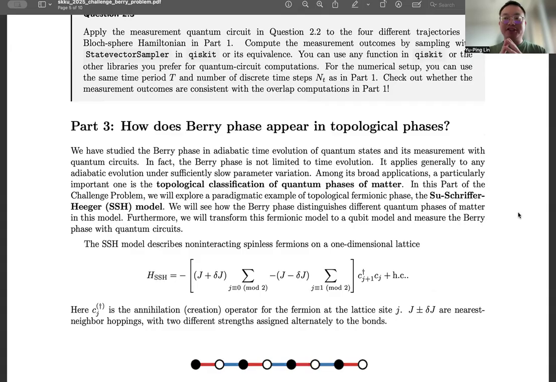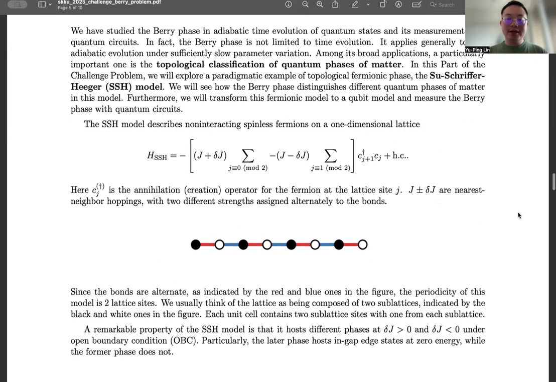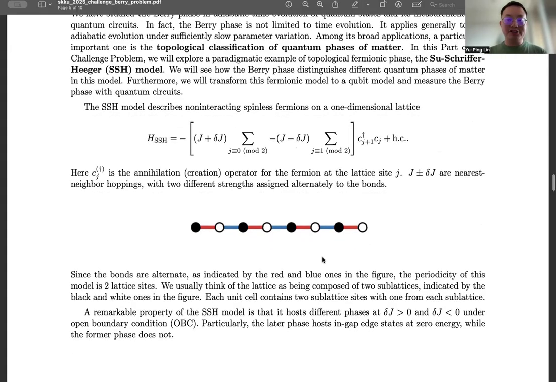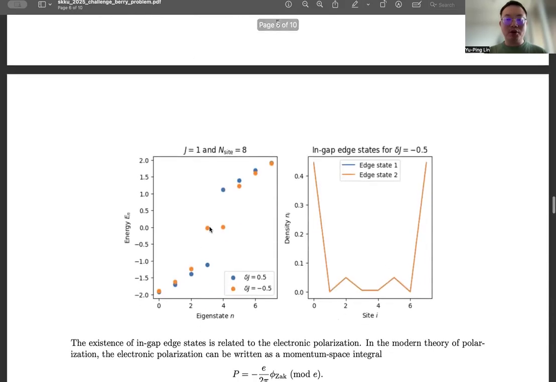So here we will consider a simple example, or one of the most important examples, called the Su-Schrieffer-Heeger model, or the SSH model. The SSH model is a one-dimensional chain of spinless fermions where the nearest neighbor hoppings have alternate strengths. One important feature is that if we have the red bond being weaker than the blue bonds, and if we look at the energy spectrum, we will find that there are two different states within the energy gap. And these two states are not there when we look at the case where the red bonds are stronger than the blue bonds.